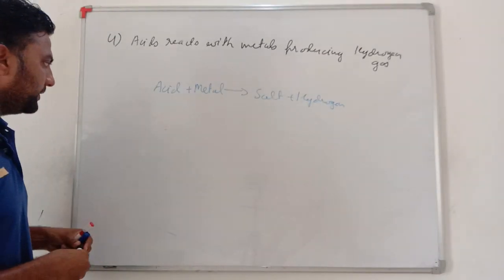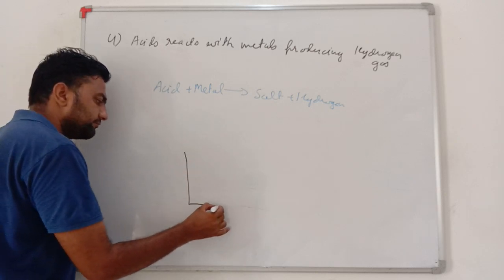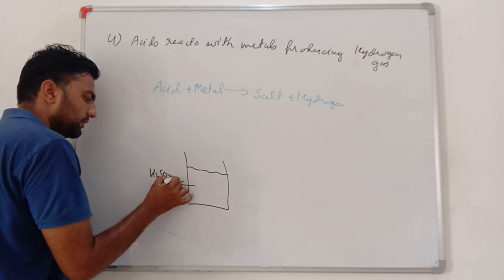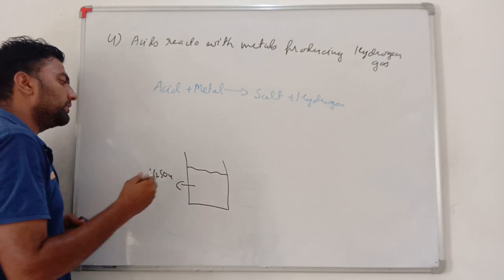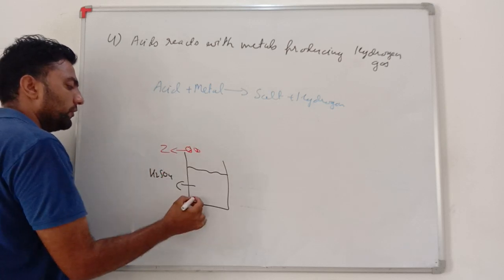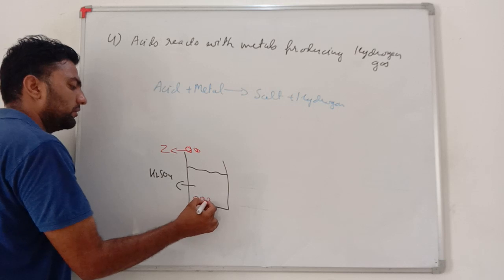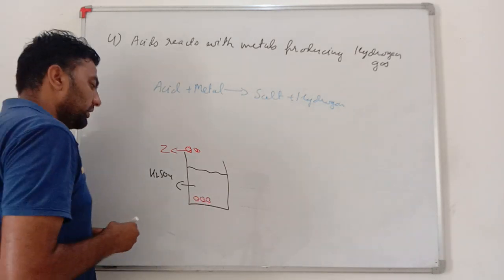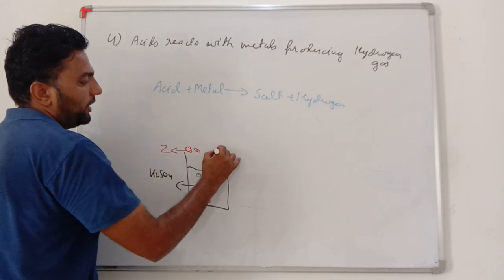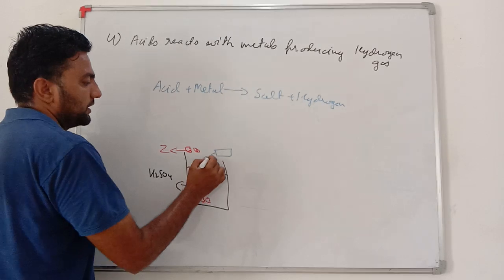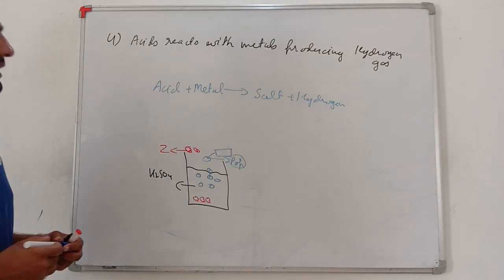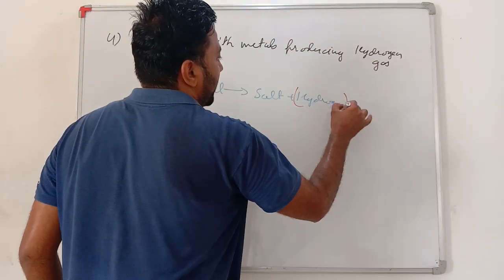Let's take a very common example. I am having sulfuric acid, okay, and now I have put zinc granules into it. When zinc granules go into it, what I observe is that bubbles of gas are going. And when I burn these bubbles of gas, they burn with a pop sound. Very important. Burning with a pop sound is characteristic of hydrogen.